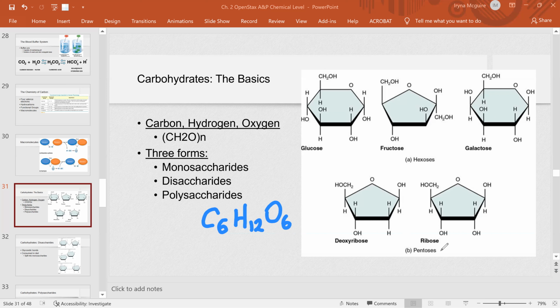Now, pentoses are made of 5 carbon atoms. So it will be C5, right? We need 5 oxygen and twice the number of hydrogen, so it's going to be 10. So you will have 5 carbon atoms. And examples would be deoxyribose that is found in your DNA and ribose that is found in your RNA, right?